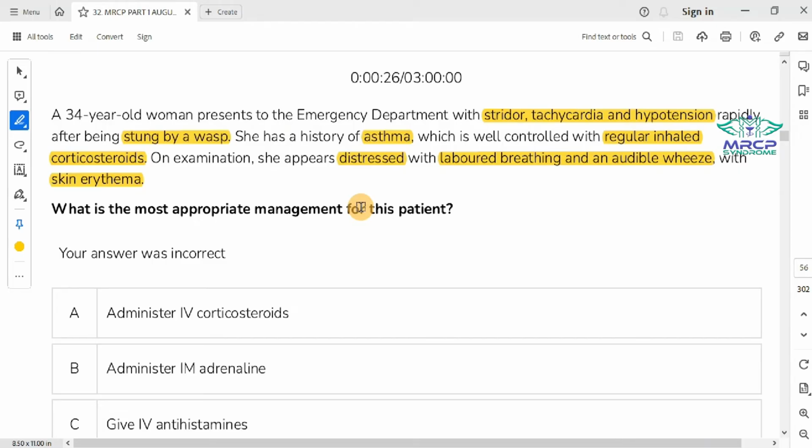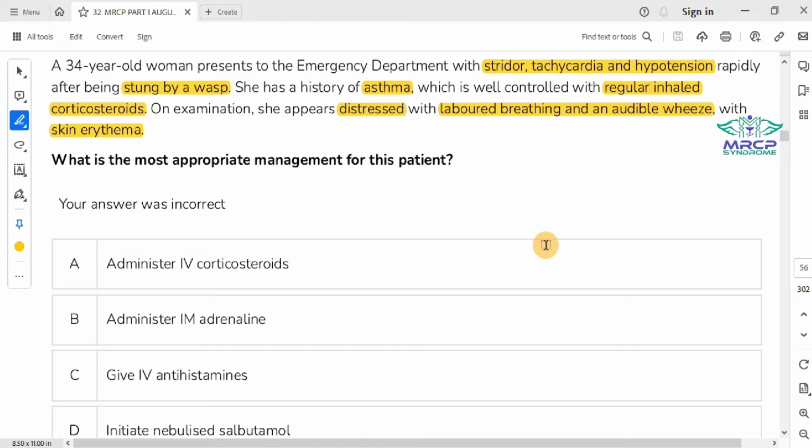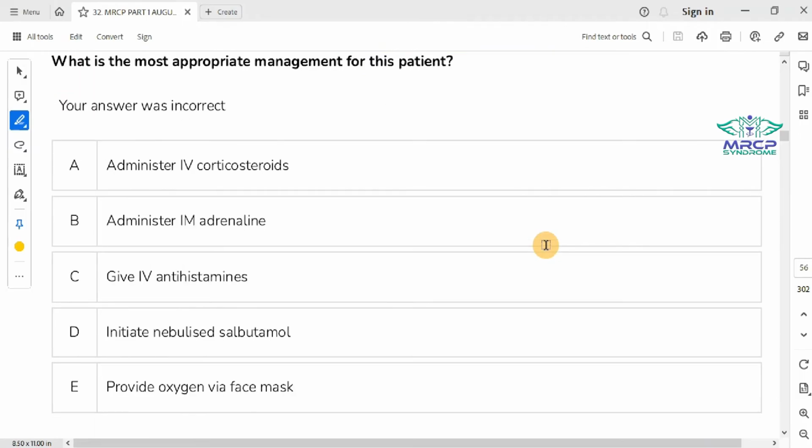The 34-year-old woman presents to the emergency department with stridor, tachycardia, and hypotension rapidly after being stung by a wasp. She has a history of asthma, which is well controlled with regular inhaled corticosteroids. On examination, she appears distressed with labored breathing and an audible wheeze with skin erythema. What is the most appropriate management for this patient? Administer IV corticosteroids, administer IM adrenaline, give IV antihistamines, initiate nebulized salbutamol, or provide oxygen via face mask.